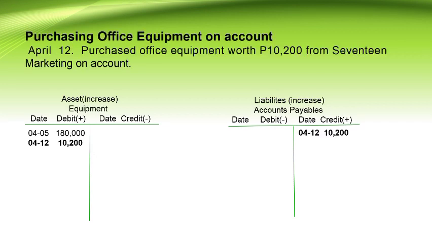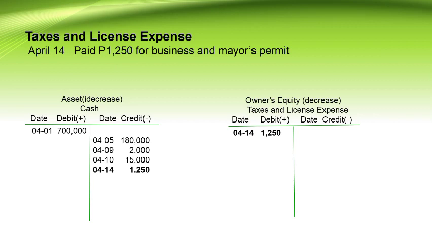April 12, purchase office equipment worth 10,200 from 17 Marketing on account. This transaction tackles the purchasing of equipment on account, which makes the asset, the equipment, increased by a debit of 10,200, while the liability account, accounts payable, is increased by a credit for the same amount.